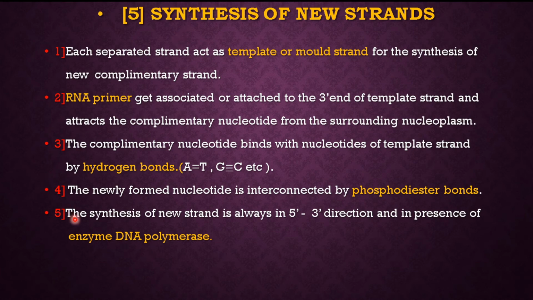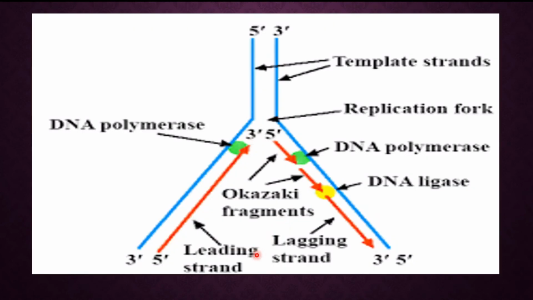We'll proceed towards the last point. The synthesis of the new strand is always in 5' to 3' direction and in the presence of the enzyme DNA polymerase. This is very important. New strand formation takes place always in 5' to 3' direction, and one very important enzyme is there, called DNA polymerase. This new strand formation takes place in the presence of DNA polymerase only.